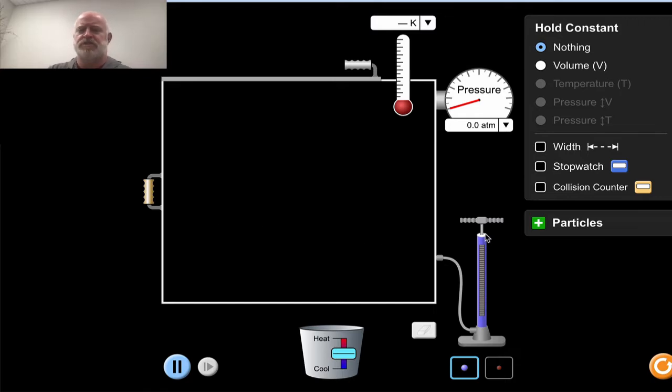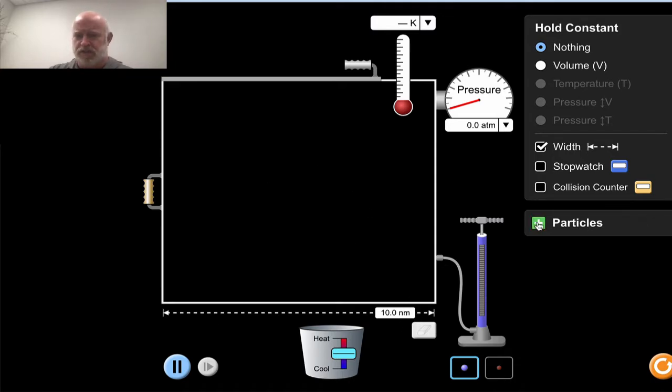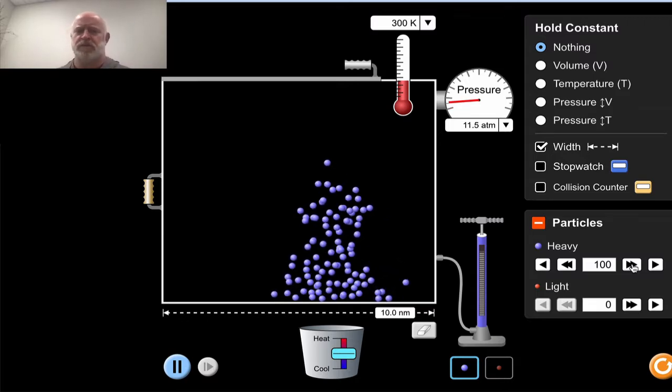So here's our simulation, and we're going to start off by turning on the width. This width is the way this simulation simulates volume. It's only a two-dimensional simulation, so we're going to use this to represent volume for us, even though it is actually a length. I opened this window up because I want to be able to put particles in batches. I can use the bike pump if I want, but I think it's a cleaner way of doing it. So we'll start by adding 50, maybe 100 particles into our simulation.